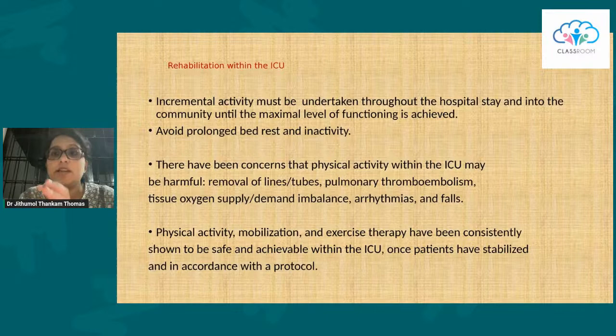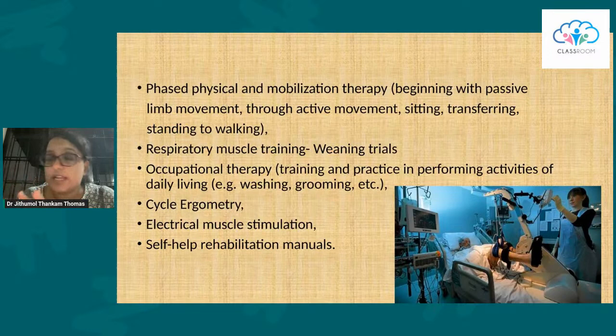Phased physical and mobilization therapies. You begin with passive limb movements, then active movement, then make the patient sit, then from standing to walking. So based on each patient, it's a step-by-step process. Respiratory muscle training must be given. Weaning trials must be done intermittently. You need to keep stimulating the patient to breathe. And then you have occupational therapy. Of course, you train the patient to perform activities of daily living.